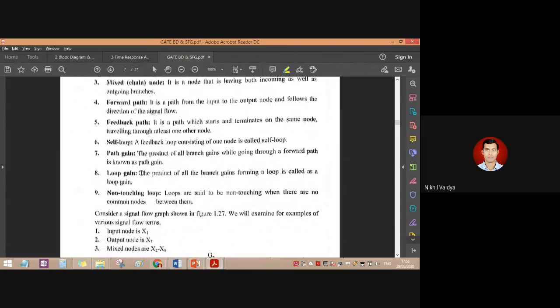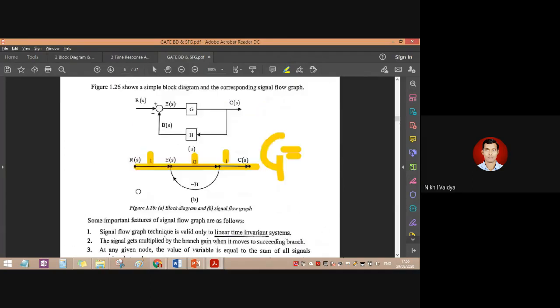What is loop gain? The product of all the branch gains forming a loop is called the loop gain. Simple, just like we had seen here. What is a loop here? This is one of the loops. And if I ask you to calculate the loop gain, this is the loop. How, sir, is this a loop? Because it is forming the loop with the help of the directions present on this particular branch. So this is a loop.